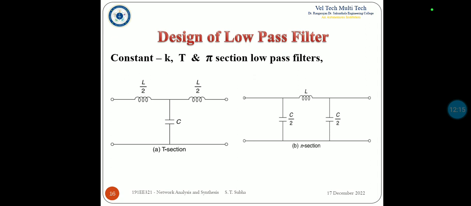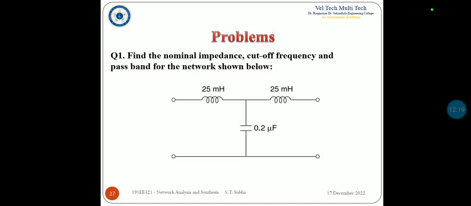Figure A shows T section low pass filter. Figure B shows pi section low pass filter. Now we'll discuss some of the problems based on this. Problem 1. Find the nominal impedance, cutoff frequency and pass band for the network shown below. The network is given here. From the figure, clearly it is known.